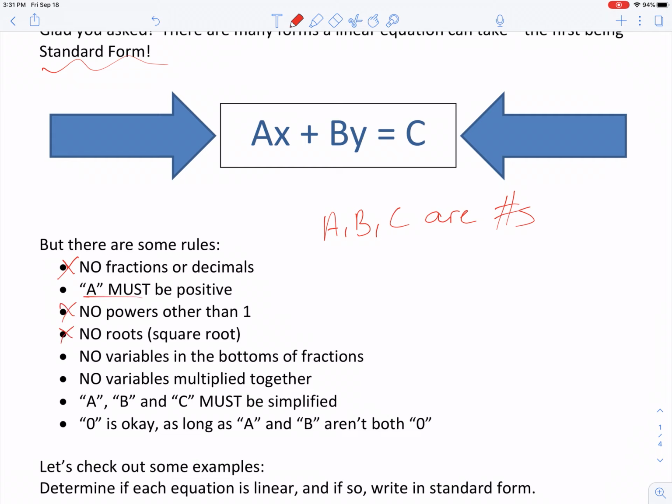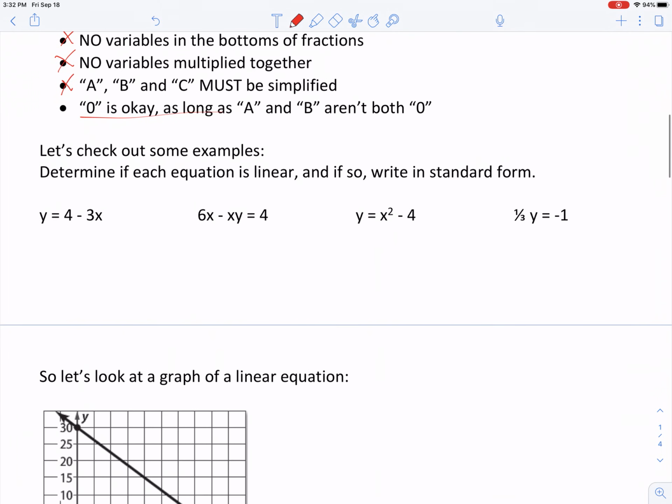No roots, square roots, cube roots, fourth roots. I don't care. No roots. No variables in the bottom of fractions. No variables being multiplied together. A, B, and C must be simplified. And 0 is okay as long as A and B aren't both 0. Also, when we simplify these, we are not going to have any decimals or fractions. We want A, B, and C to be nice, happy integers, just so you know. So let's check out some examples.